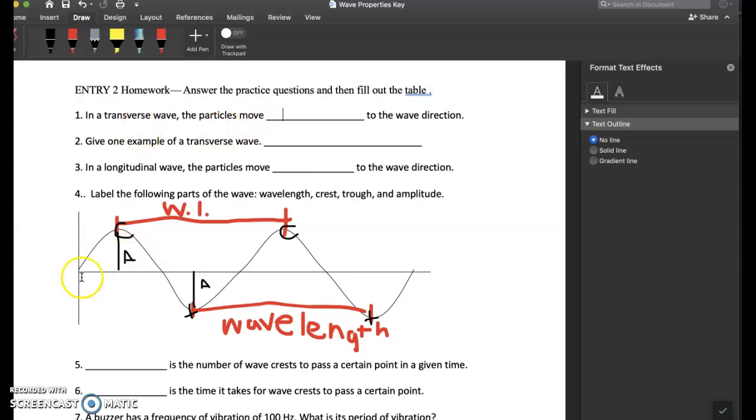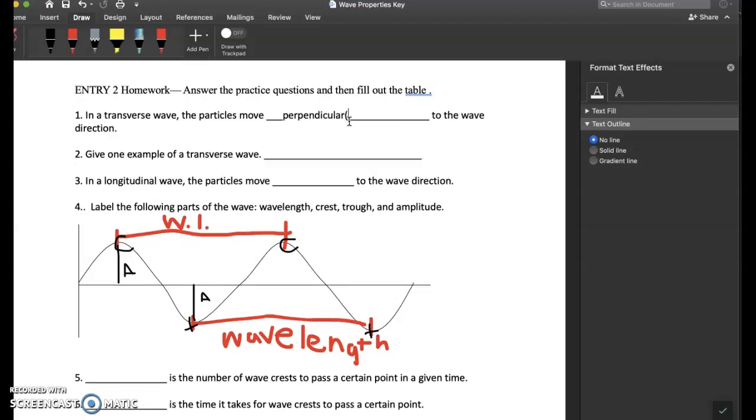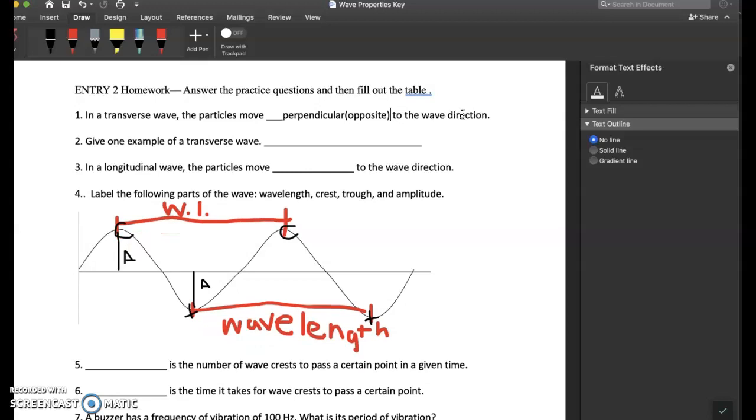So in a transverse wave, as you see here, the particles move perpendicular, or we could say opposite, to the wave direction. And what we mean there is as the wave moves left to right, the particles move up and down. That's what we see. One example of a transverse wave, you could put a lot of stuff here. If you have questions whether yours is acceptable or not, I'm going to put light because that's a really important type of wave for us.